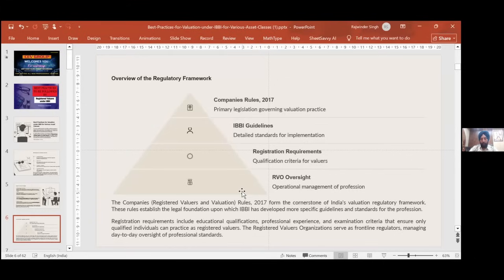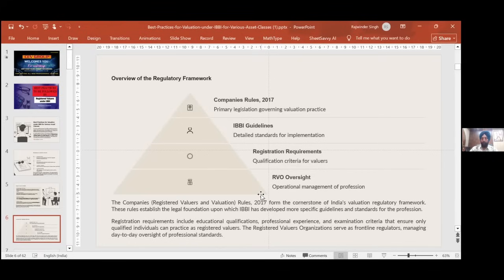Even after becoming a member of an RVO and a registered valuer, it is the duty of the RVO to oversee your progress. So the operational management of our profession is in the hands of the RVO. The Companies Act, Registered Valuers and Valuation Rules 2017 form a cornerstone of India's valuation regulatory framework. These rules establish the legal foundation upon which IBBI has developed more specific guidelines and standards for the profession.